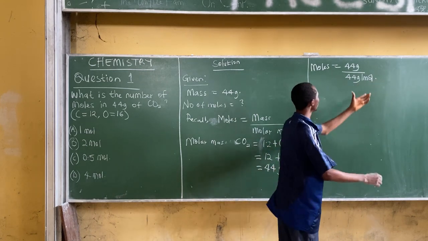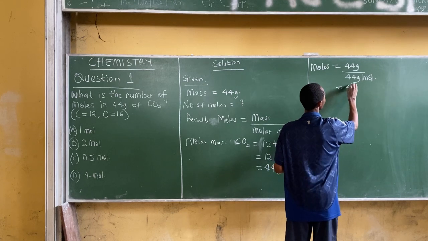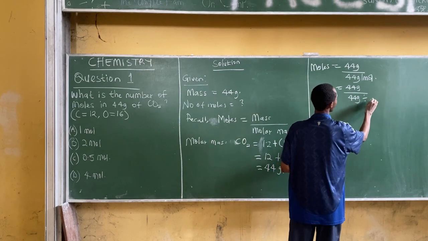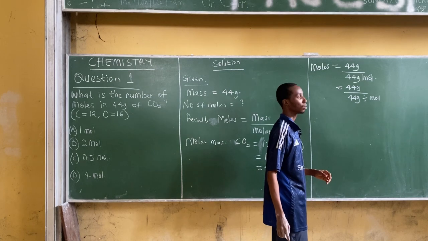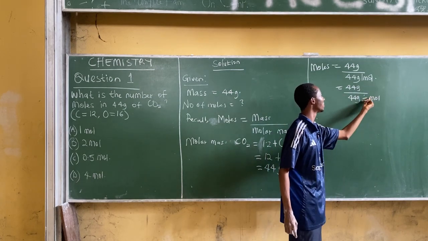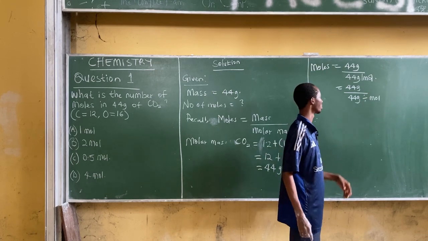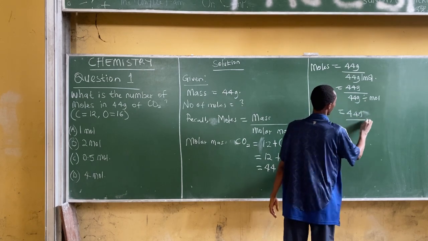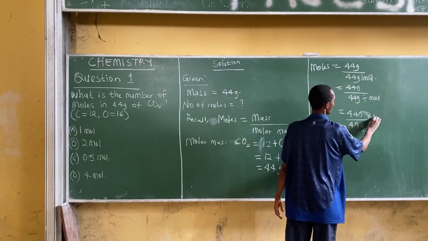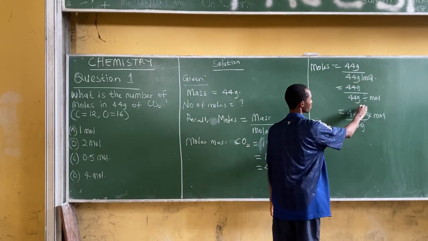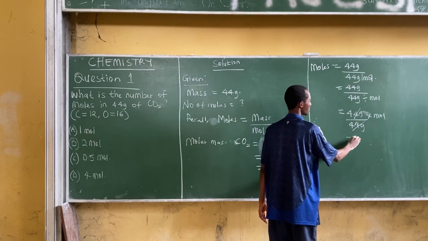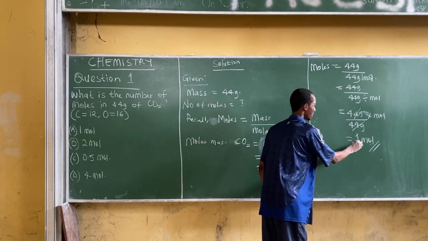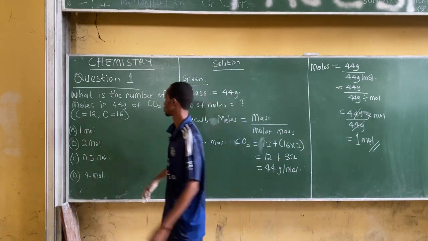Now, if we simplify this further, this is the same thing as 44 gram divided by 44 gram per mole. For this mole to come up, the sign changes from division to multiplication. So this is the same thing as 44 gram times mole over 44 gram. 44 grams will take away 44 grams. 44 divided by 44 will give us 1. What do we have left? Mole. So this is our final answer. We have 1 mole.